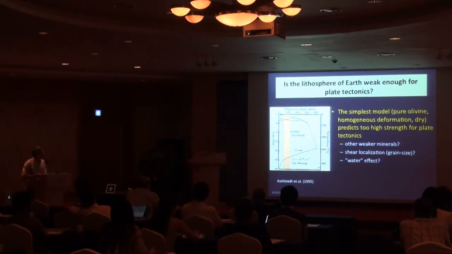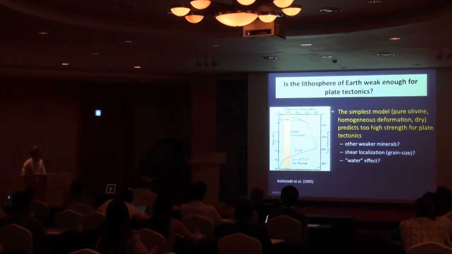Another assumption they made is homogeneous deformation, with no shear localization. However, if geologists look at the deformation features on Earth, almost always deformation is localized along shear zones. So you need to address the issue of shear localization or weakening when you want to revise this kind of picture, which is inconsistent with the most important feature of the Earth.